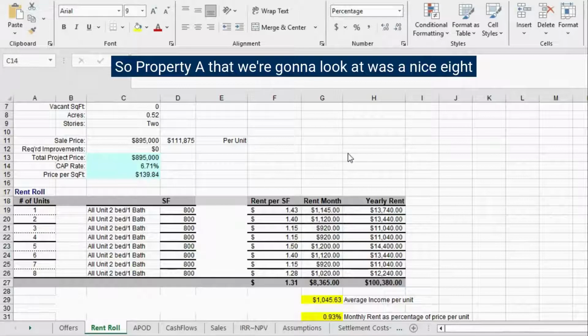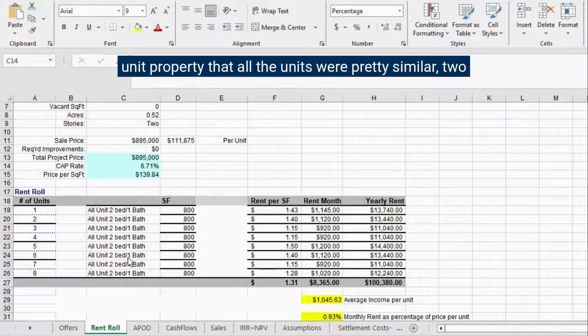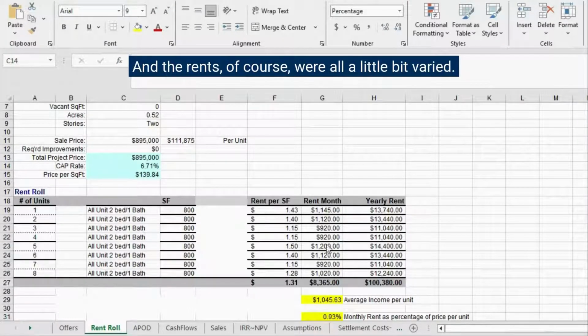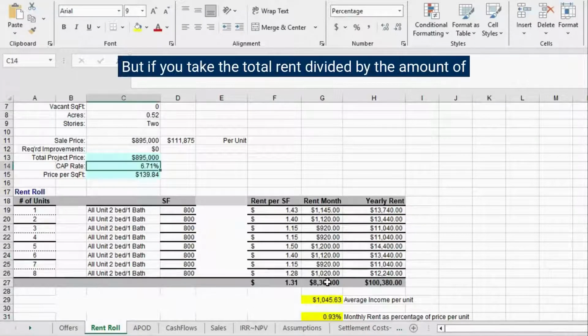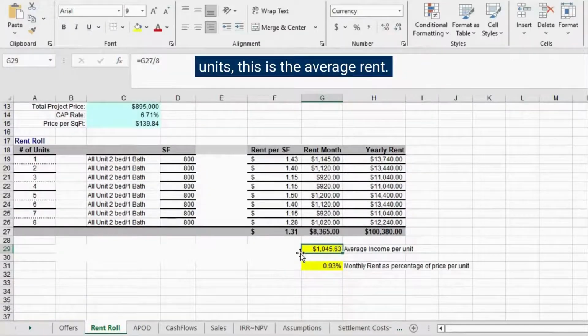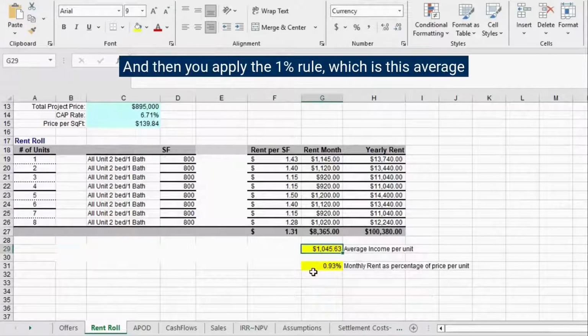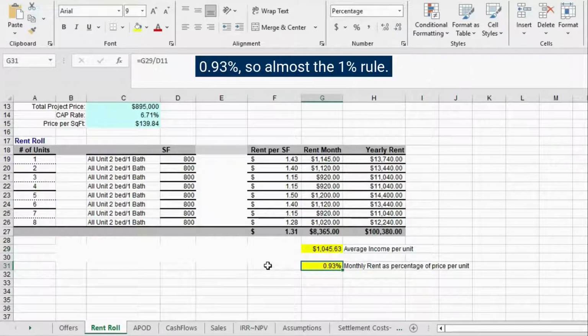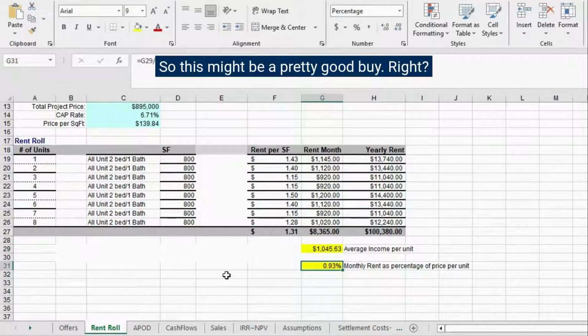Property A that we're going to look at was a nice 8-unit property where all the units were pretty similar, 2-bedroom, 1-bath. And the rents, of course, were all a little bit varied. But if you take the total rent divided by the amount of units, this is the average rent. And then you apply the 1% rule, which is this average rent divided by the price on a per unit basis. You get 0.93%, so almost the 1% rule. So this might be a pretty good buy, right?